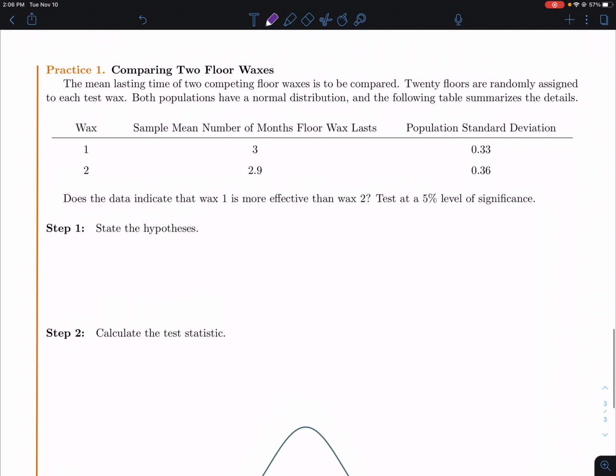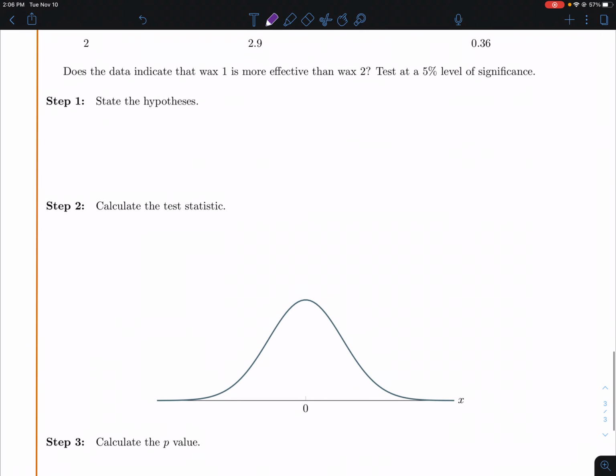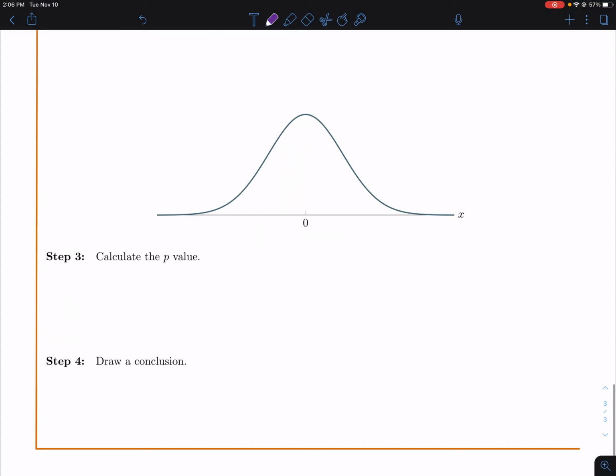So do exactly the same thing I did above: state the hypotheses, calculate the test statistic. I didn't draw the alpha on here, so I would recommend you find the alpha and draw it in, and then see if your z-score lands in that same little shaded region. Use normal CDF to calculate the p-value, draw your conclusion, and then as a check, go back and try the two sample t-test to see if you come up with the exact same answer.